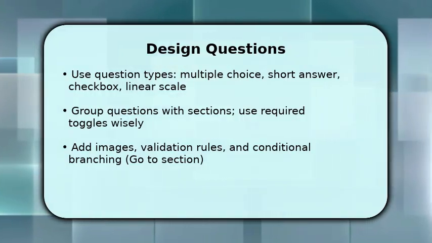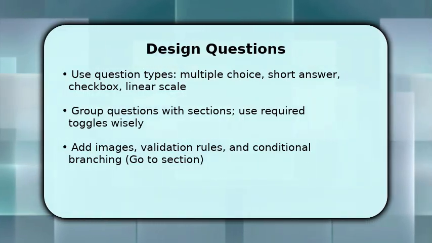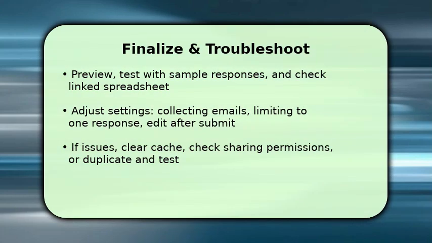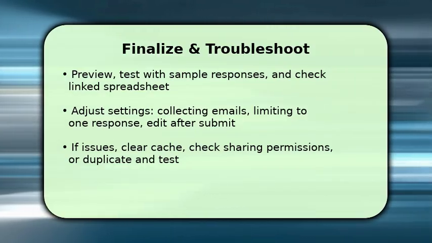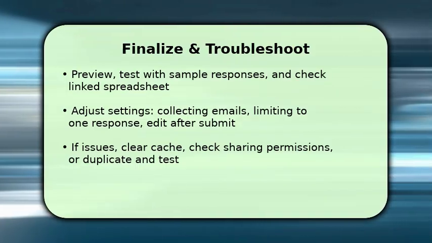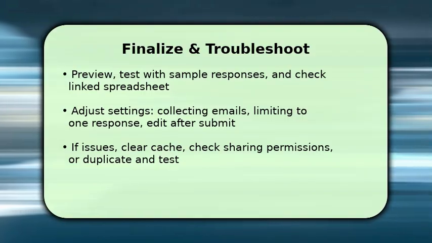Finish by previewing and testing the entire flow. Submit sample responses to confirm branching, validation, and spreadsheet capture. Make sure settings match your goals, collect emails, allow one response per user, or permit edits after submission. Once live, monitor responses and open the form link from an incognito window to verify public access. If something breaks, clear the browser cache, verify sharing permissions.